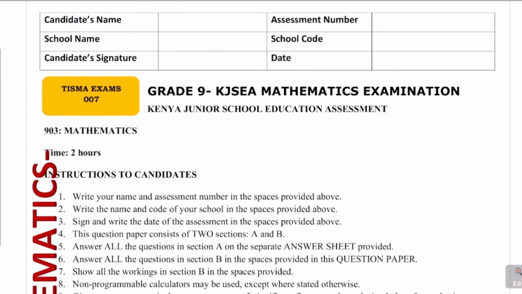Let us go through this paper and see how we're supposed to solve these questions as we continue to prepare for our final examinations. It has got two sections, supposed to take 2 hours. Go through all the instructions carefully.